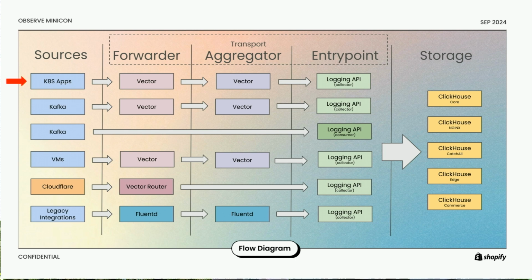So take, for example, the Kubernetes apps logs. The first step is for the Vector forwarder to collect the data, reading the file system and Kubernetes logs. Then this component sends these logs to the Vector aggregator layer, where the data is enriched and batched. And finally, they make it to the logging API, which is the very last step before the data sinks into ClickHouse.